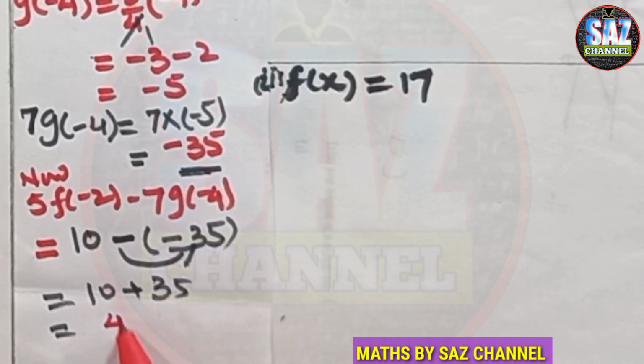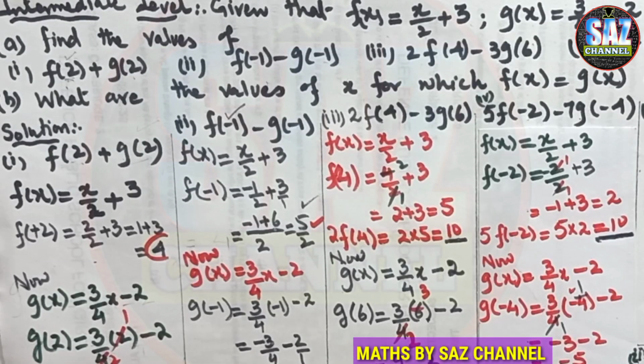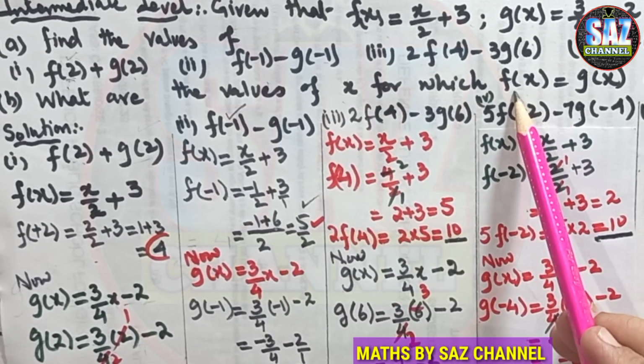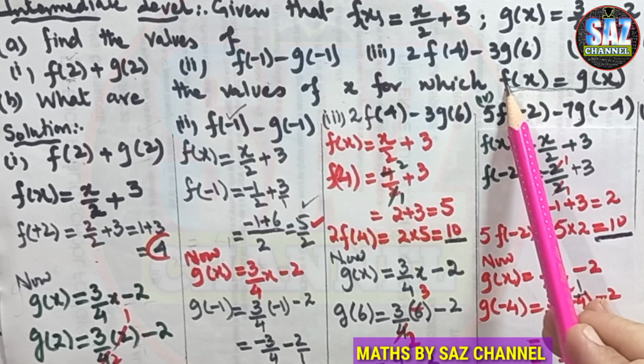I hope you are clear about this question. Let's move to the next part of the question, B part. And the B part says: what are the values of x for which f of x equals g of x?